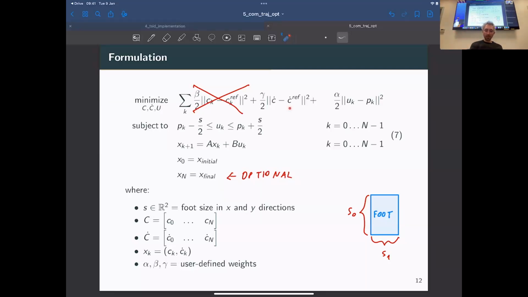And then this C dot ref is used to generate a C dot, which is consistent with the robot model, which is not going to track exactly that velocity. It's going to just try to be slightly lower or slightly above, depending on the phase of the walking motion. So on average, it's going to track it, but not exactly, because that's not physically possible.